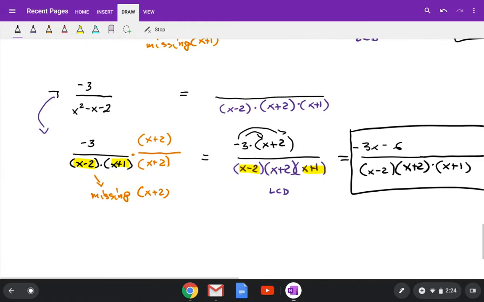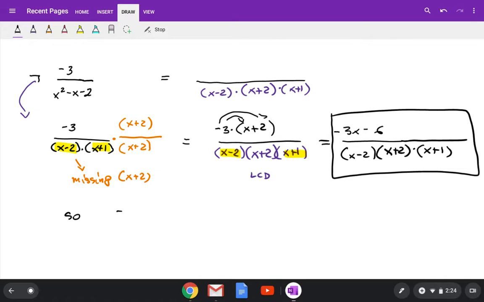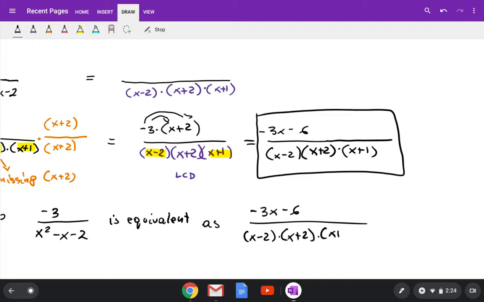So the second original rational expression, which was negative 3 over x squared minus x minus 2, is equivalent, which means it's the same fraction as negative 3x minus 6 over x minus 2 times x plus 2 times x plus 1.